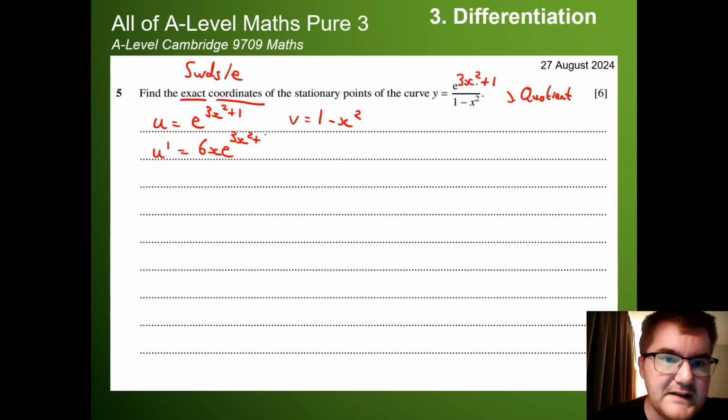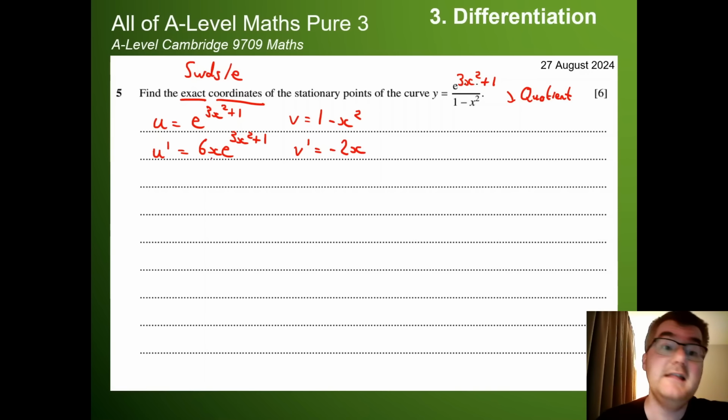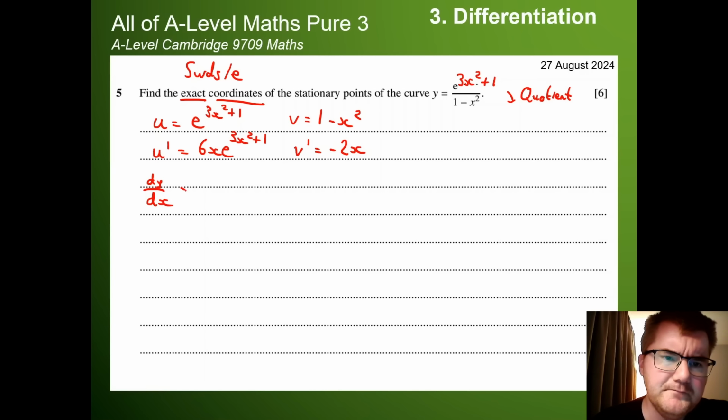So we leave it as e to the power of 3x squared plus 1, and v dash here is just going to be minus 2x. Now we put this into the rule, so for dy by dx, remember, for the quotient rule, different to the product rule, we've got vu dash minus uv dash all over v squared. So if we substitute this in, we have vu dash, so these two multiply together.